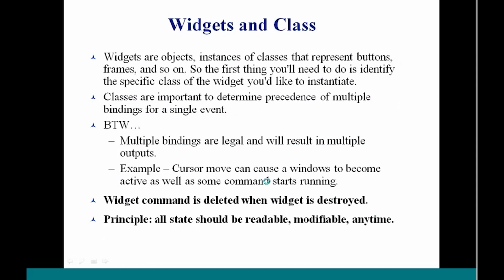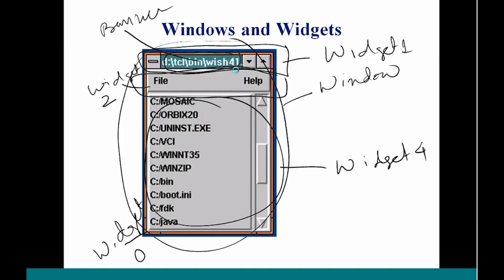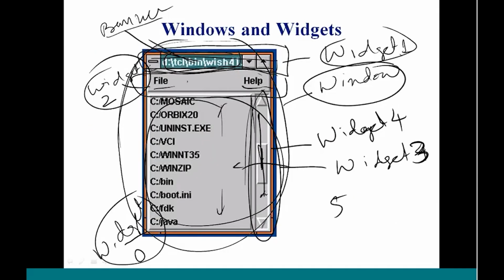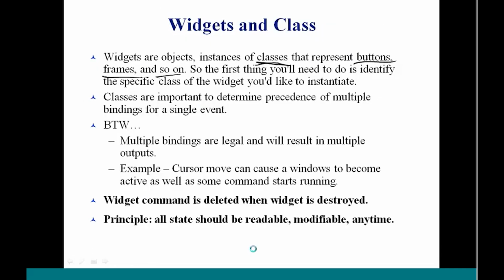So in a sense, widgets are objects, instances of classes. Now we are introducing a new term called classes that represent buttons, frames, and so on. So if you look here, this could be a button, and we know already that there is a frame here.